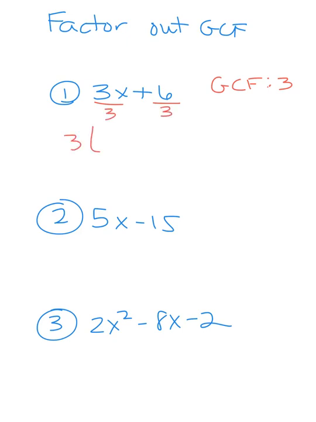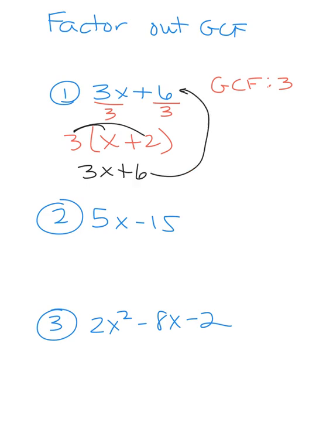That 3 is going to come out front, and 3x divided by 3 gives me x, and then 6 divided by 3 gives me 2. What I just did there is I factored out my greatest common factor. Now if I want to check my work, I can distribute. 3 times x gives me 3x, 3 times 2 gives me plus 6, which is what I started with, so I factored correctly.